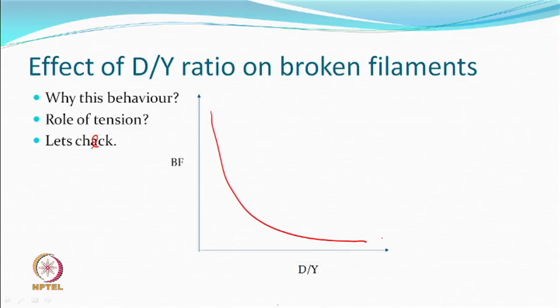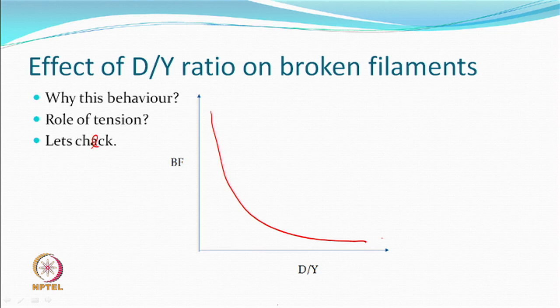But as you increase the twist level, we are expecting the detwisting level also will increase. So, as you keep on increasing the d by y ratio, the tension in the output zone keeps on decreasing, right. Is that part clear? No questions about it. Now, we can try and answer this question.